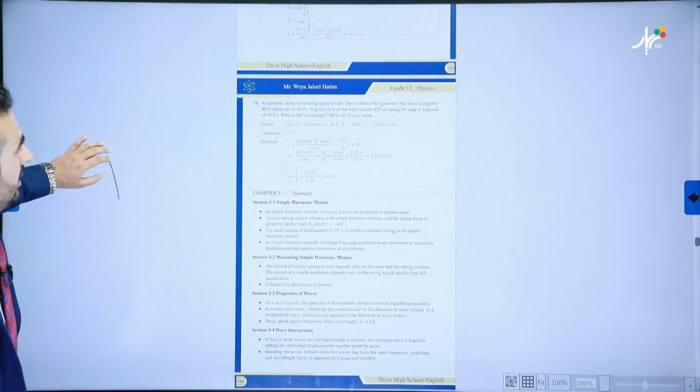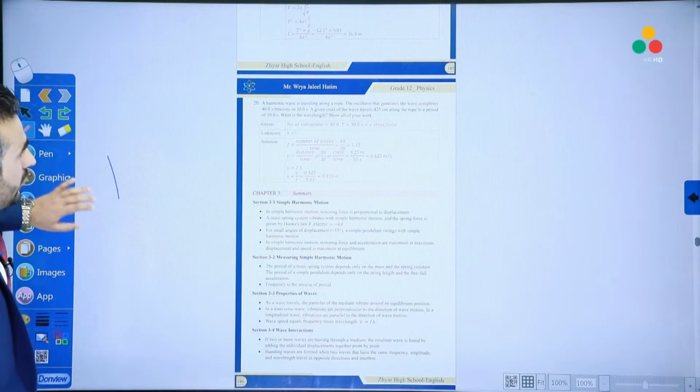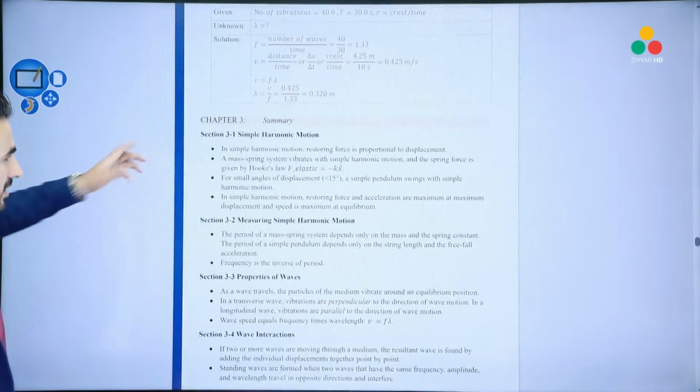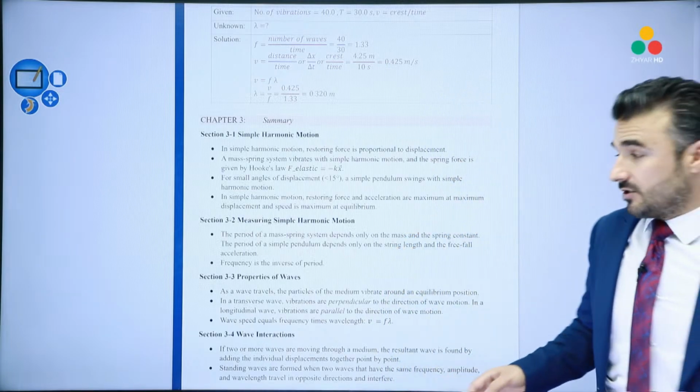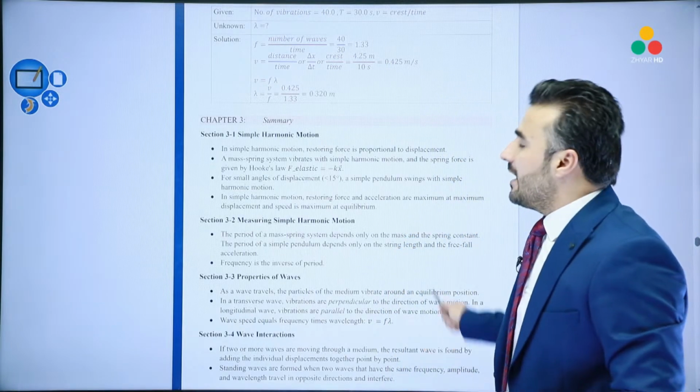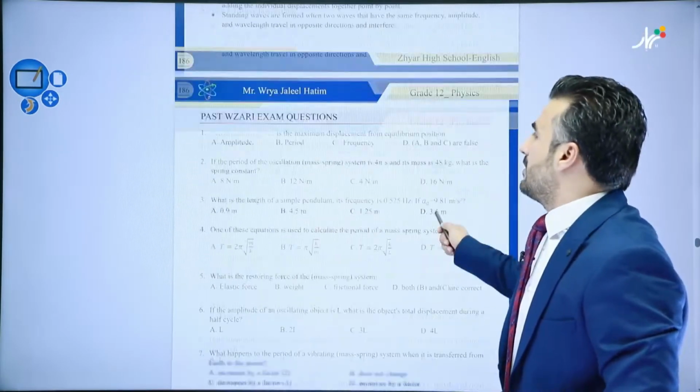All right, what else do we have? Now we have chapter summary, of course. Try to go through the chapter summary. I believe it is very important because it gives you a summary of the entire chapter. It saves you a great amount of time, in my opinion.